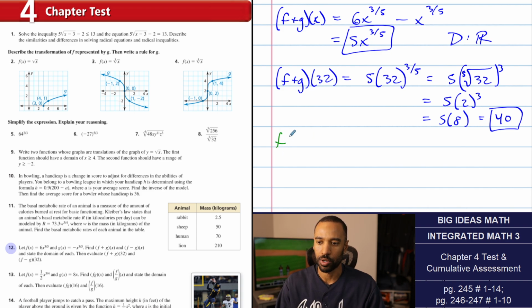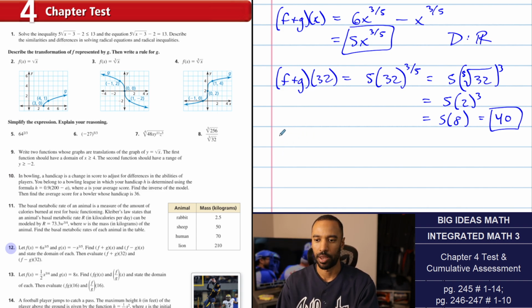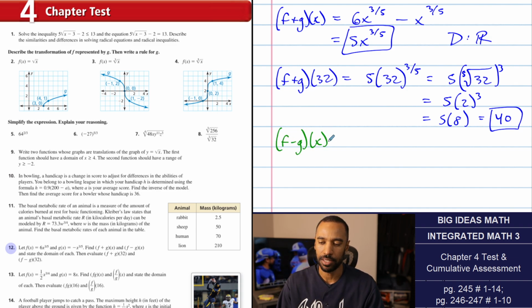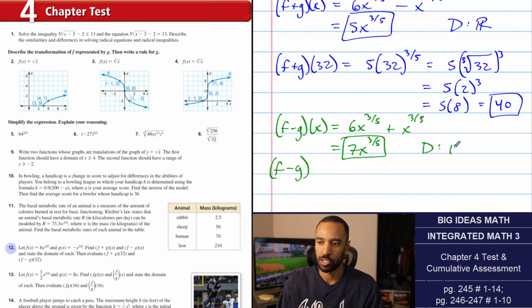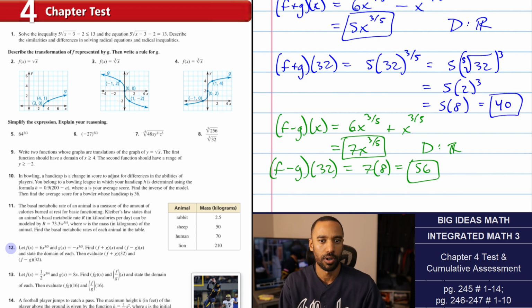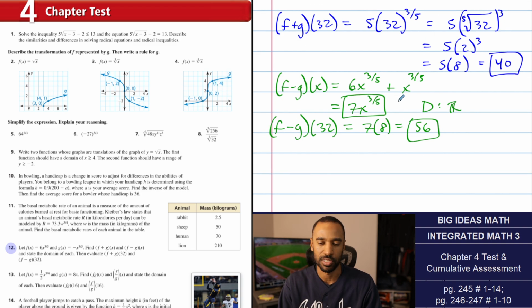Now, f minus g of x, we're going to do all the exact same things. F minus g of x is going to be f of x minus g of x. So we're subtracting the negative, which is addition. And that'll become 7x to the 3/5. And all the same stuff will be there. So when we do f minus g of 32, by the way, domain's all real numbers. When we do f minus g of 32, no change in the 3/5 power and stuff, guys. Now we just got to do 7 times 8 instead of 5 times 8, and this will be 56. I'm going to cut corners on that question when it comes to the final thing you got to do. That's still going to be an 8 there when all said and done because it's the same 32 we used from before.